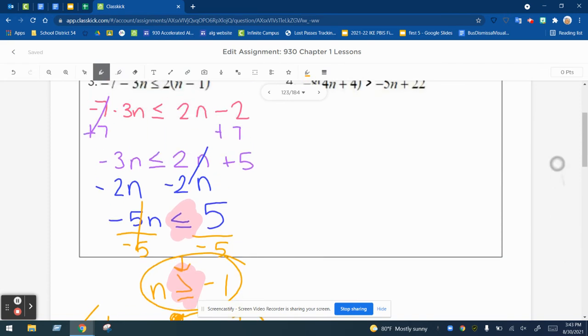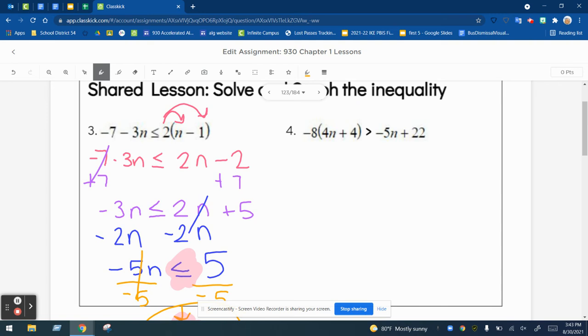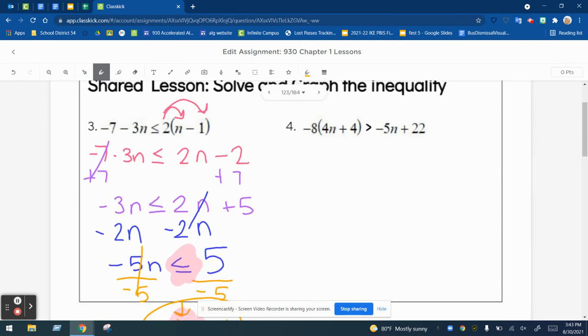We still solve it the same way we solved all of our other problems, right? We just use inverse operations. So starting number 4, let's start by distributing. Negative 8 times 4 will give us negative 32n minus 32 is greater than negative 5n plus 22.